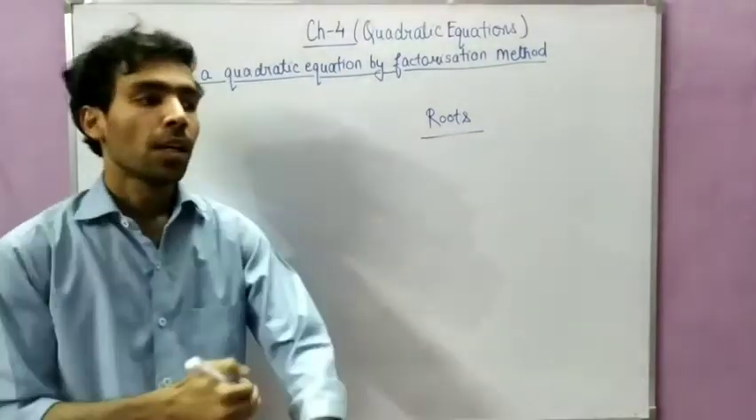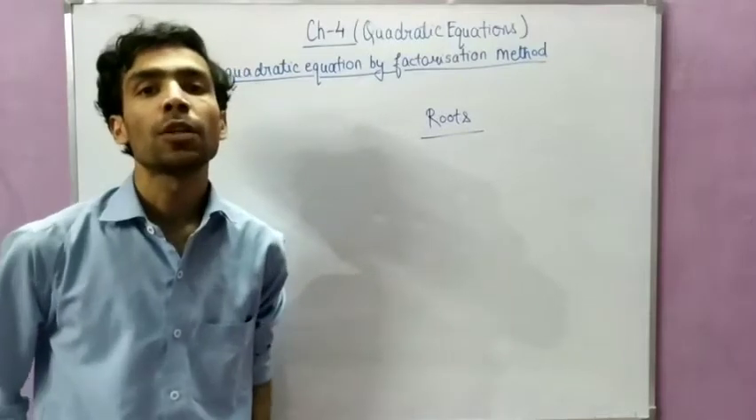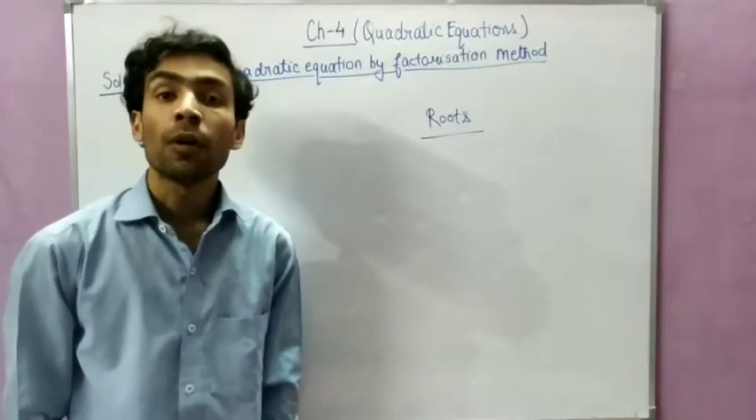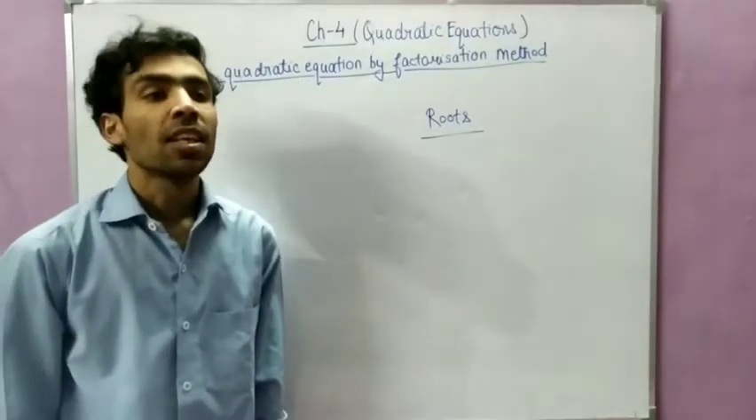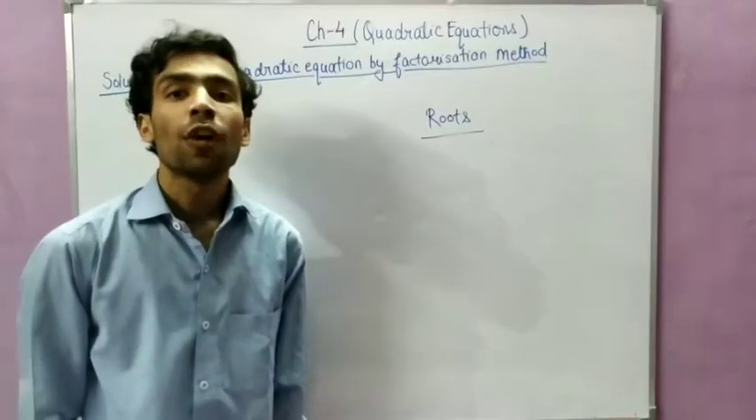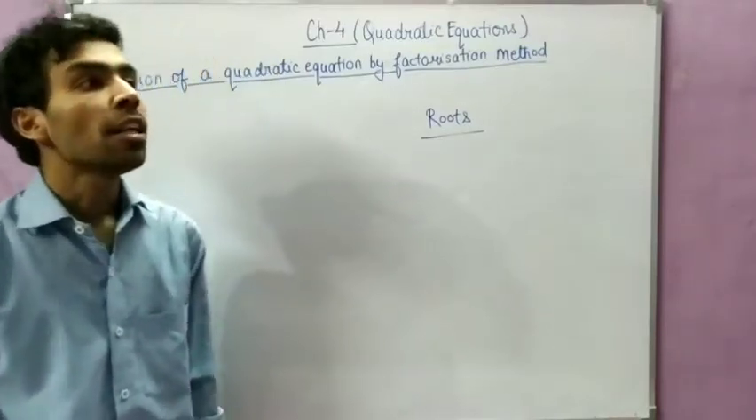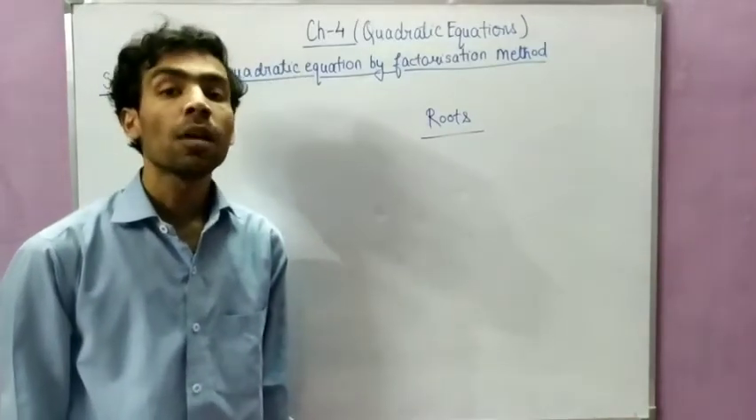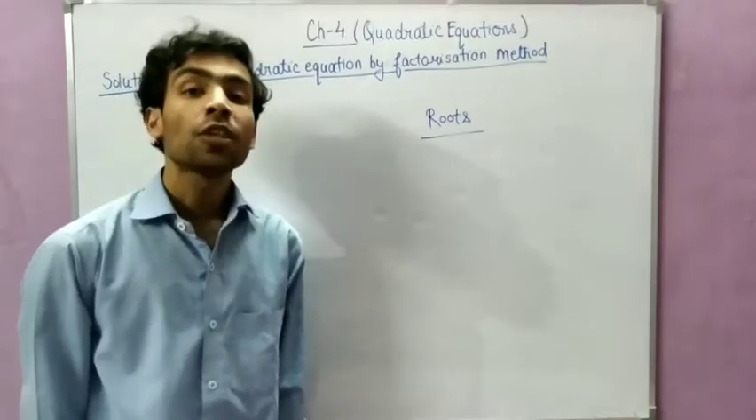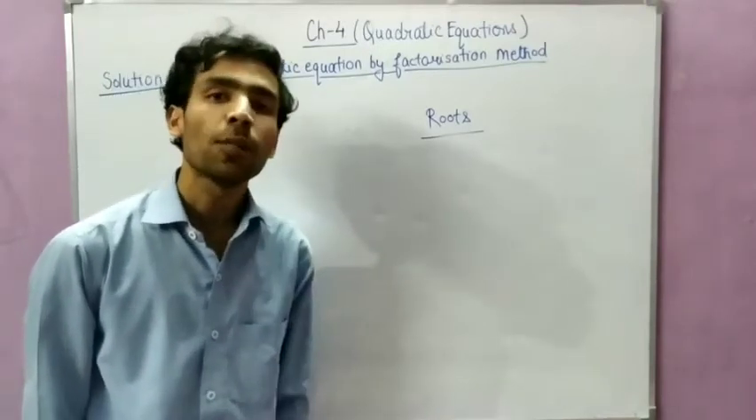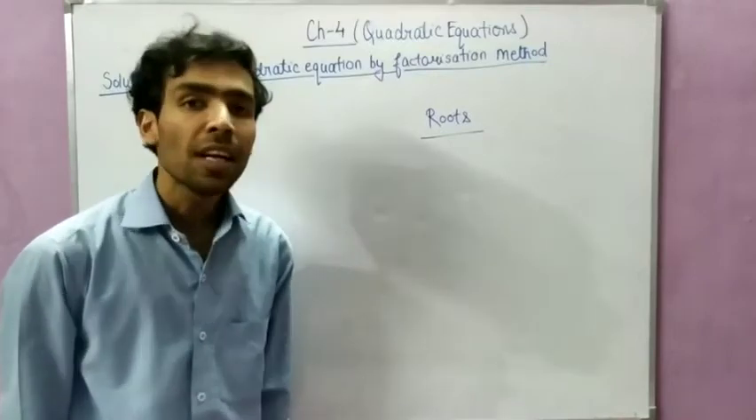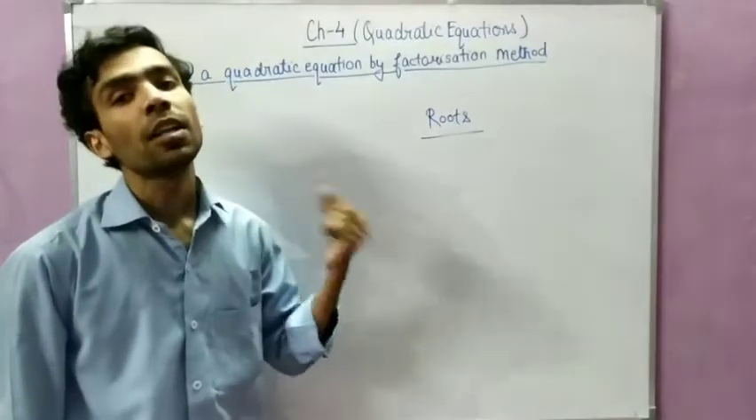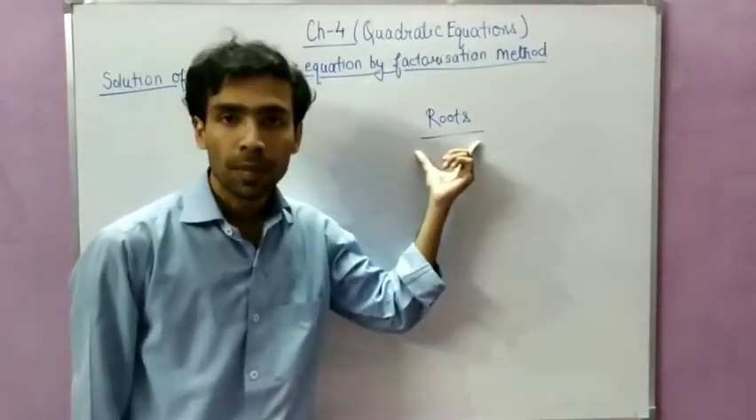What is roots? Students, we have studied chapter number 2, which was polynomial. And in polynomial we have studied about the zeros. What were the zeros? Zeros were nothing but the value of the variable. I told you, in a linear polynomial, how many zeros? 1 zero. In a quadratic polynomial, how many zeros? 2 zeros. In a cubic polynomial, how many zeros? 3 zeros. Similarly, in a quadratic equation, in place of zeros, we use another word which is known as roots.